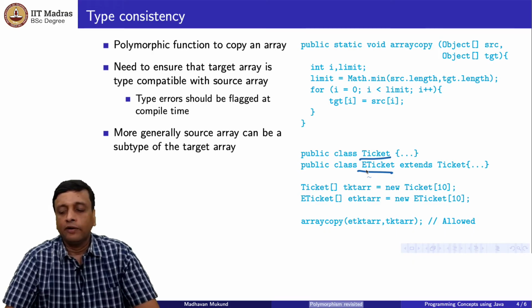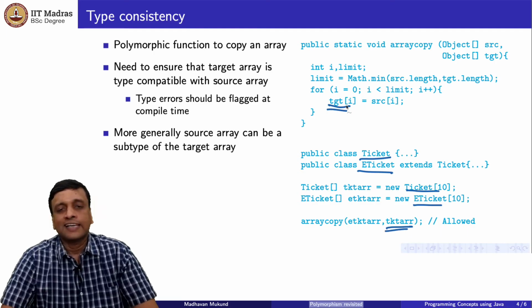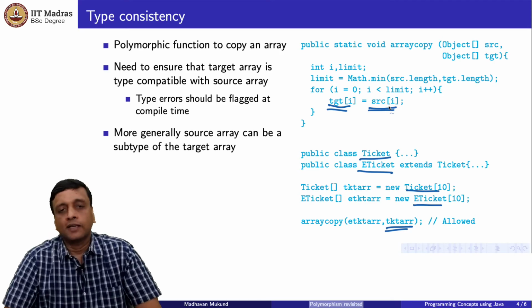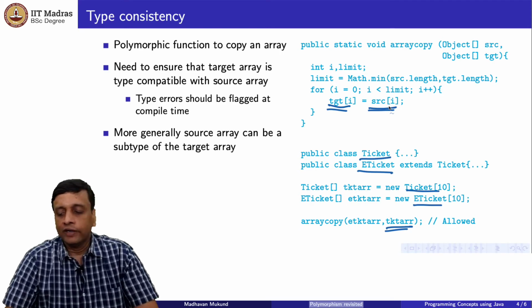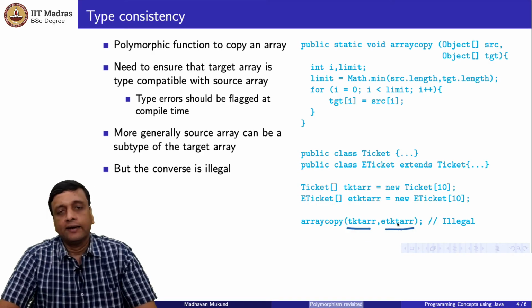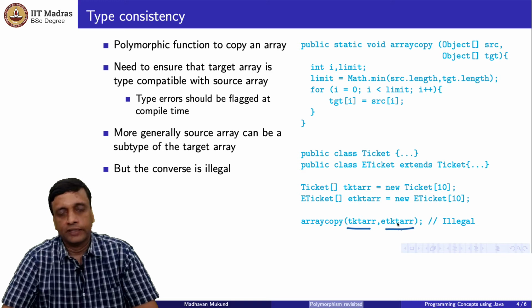So if I'm copying from an e-ticket array into a ticket array, it's okay, because the target value is expecting a ticket and it is getting an e-ticket. And everywhere where I expect a ticket, I'm okay with an e-ticket. So this is allowed. On the other hand, if I reverse this, and if I try to copy the ticket array into the e-ticket array, now this is a problem, because everywhere I expect an e-ticket, if I get something with lesser capabilities, namely the supertype ticket, this is wrong.